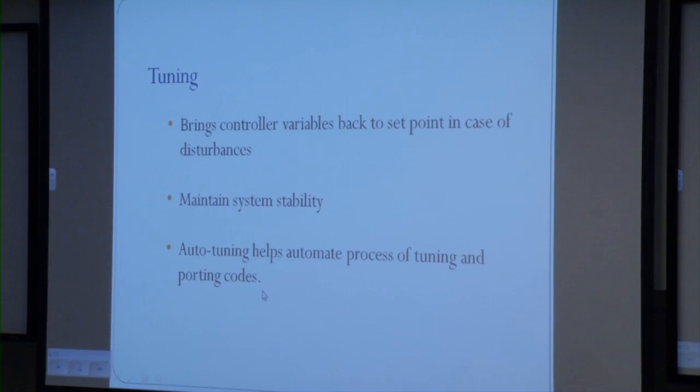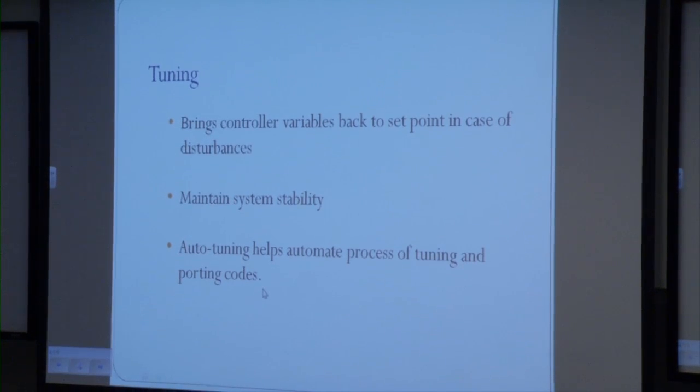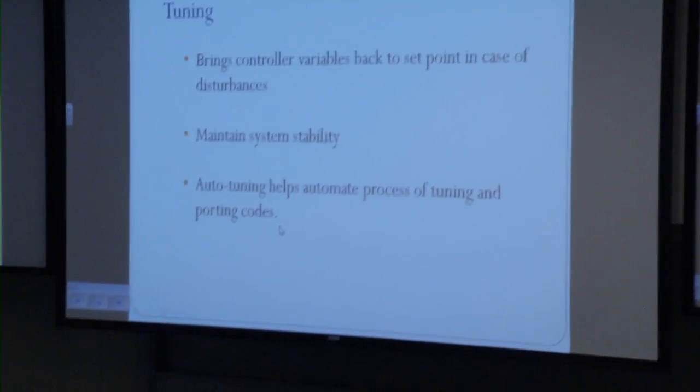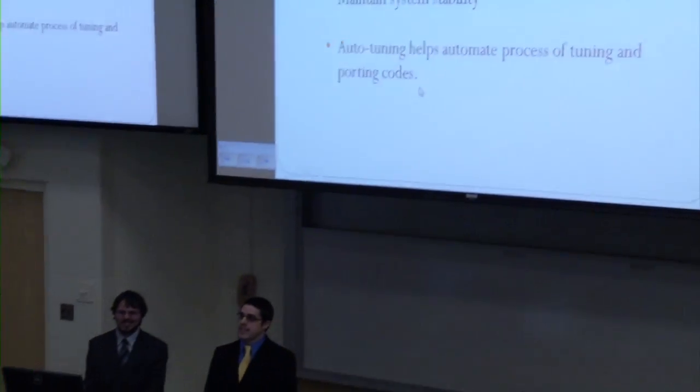So basically, we've been using tuning, which will bring our control variables back to the set point in case of any disturbances or nonlinearities in the system. This will maintain stability for the process. However, auto-tuning, more specifically, is this process automated completely so that a control personnel will not have to operate a computer all day for this process.